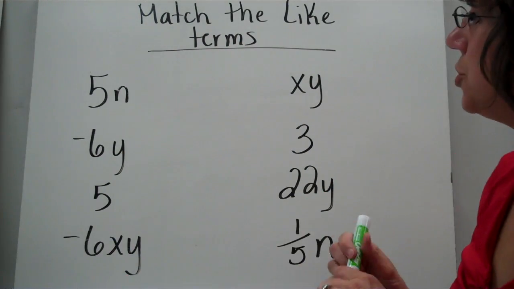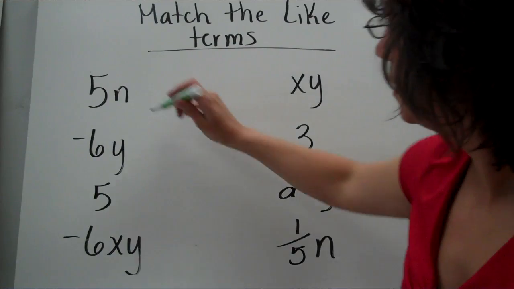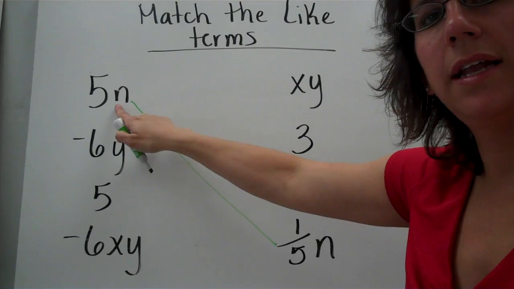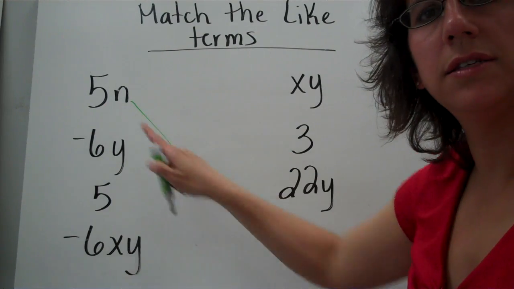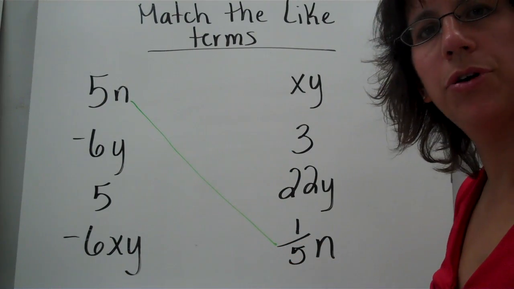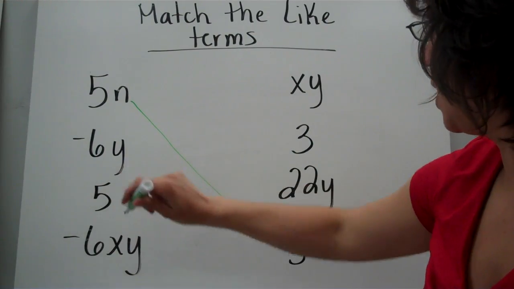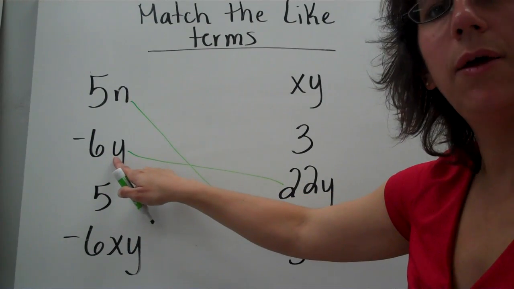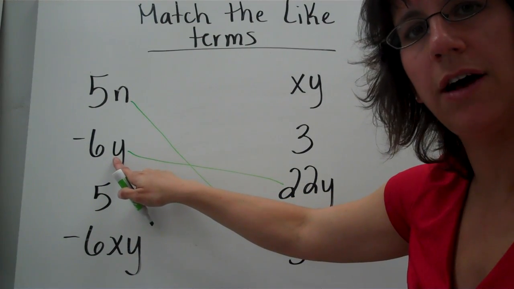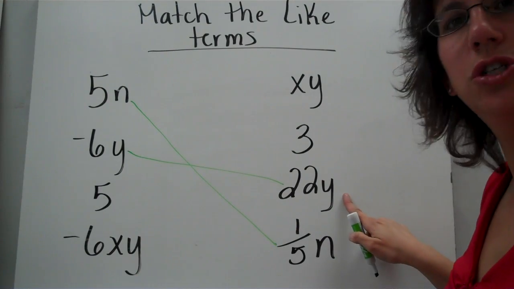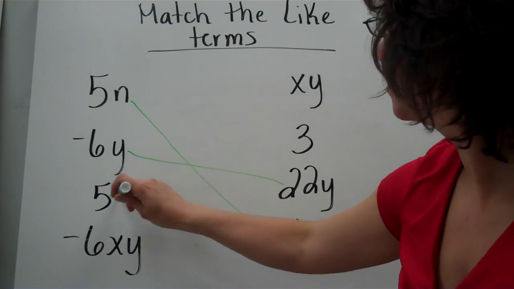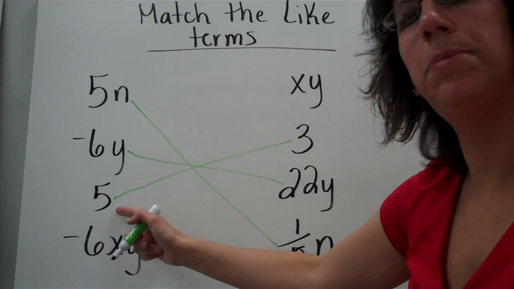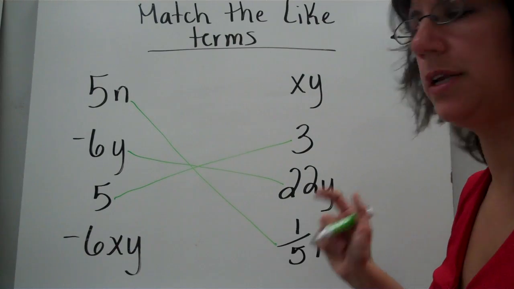All right. What you should have is 5n matches up with 1/5 n. This has an n, this has an n. 5n and 1/5 n both go together. Negative 6y goes to 22y. They both have a y. Just a plain y goes with just a plain y. Here 5 goes with 3. These are constants. These are like terms also. This is just a plain number, and it matches up with just a plain number.